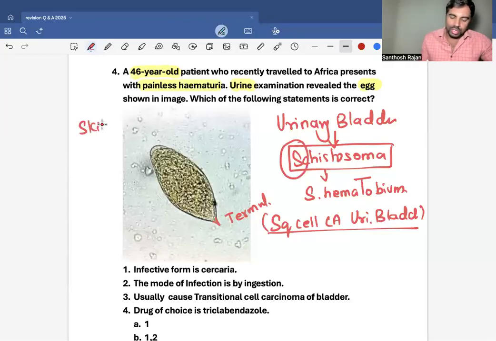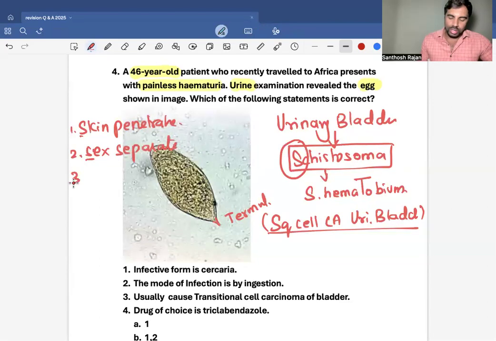It goes by skin penetration. Okay, it penetrates the skin. Number one, penetrate the skin. Second one, here the sexes are separate. They have separate male and female, not hermaphrodite. So that's another point.